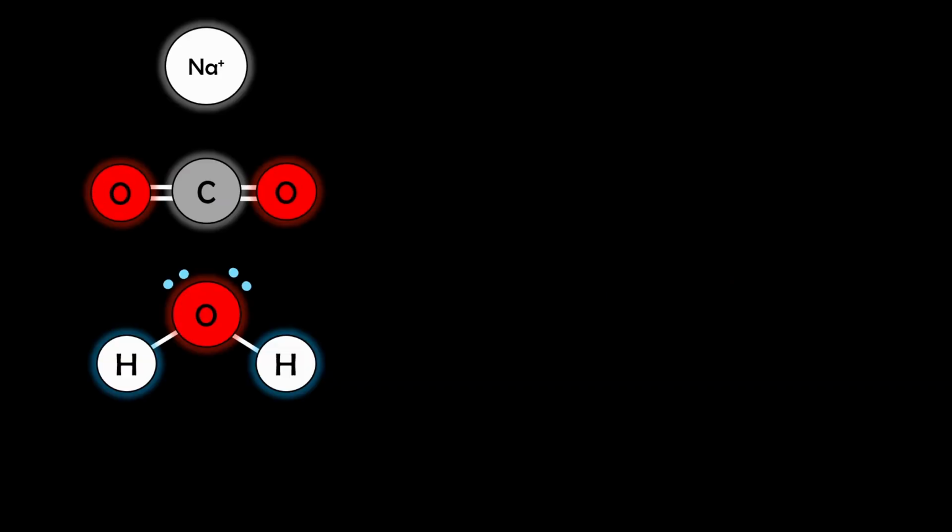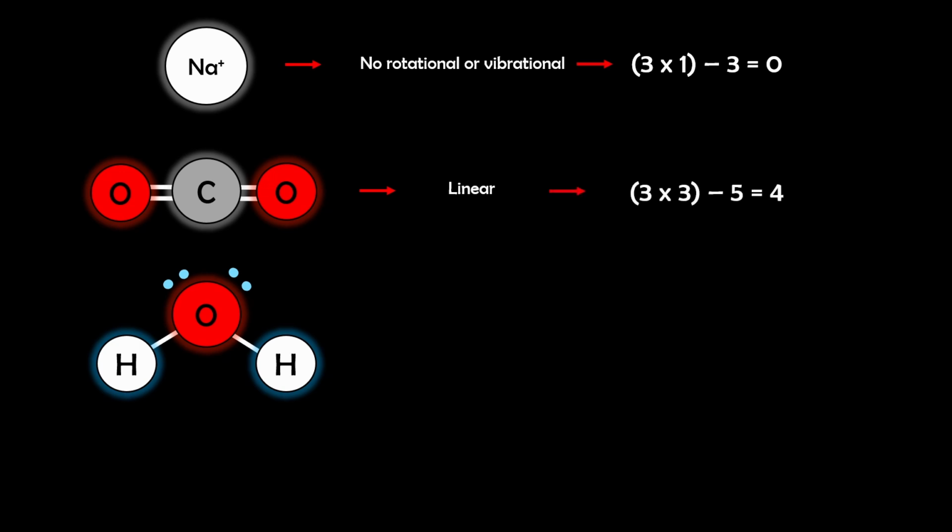Let's look at a few examples. Sodium. It's a single atom, it can translate, but it cannot rotate or vibrate. So we have 3 times 1 minus 3, which equals 0. Carbon dioxide is a linear molecule with 3 atoms. So we have 3 times 3, which is 9, minus 5 equals 4 vibrational modes. Water, or H2O, is non-linear. So we have 3 times 3 minus 6, which gives us 3 vibrational modes.